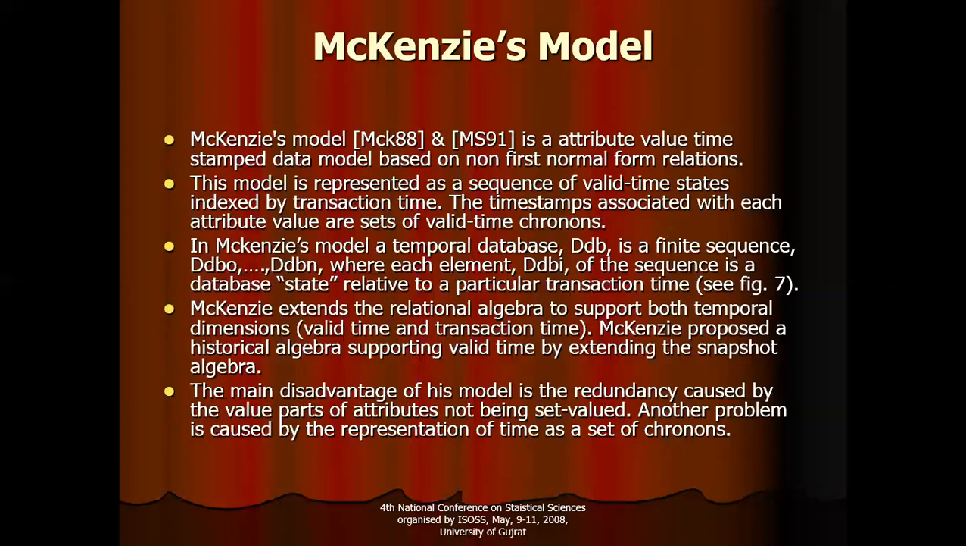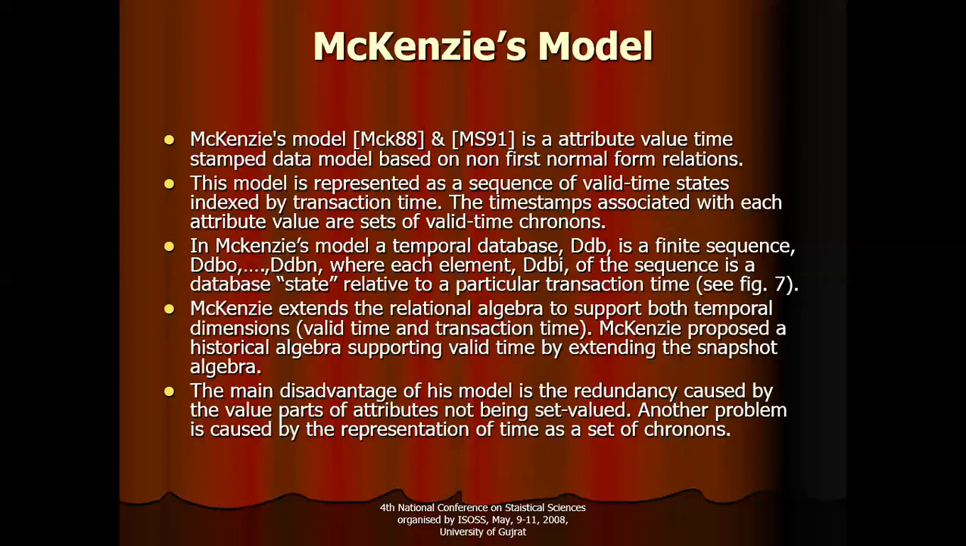So the McKenzie model is represented as a sequence of valid time states indexed by transaction time. So he gave a representation in terms of a sequence of valid time states. When I say a sequence of valid time states, it means the first valid time state, and the next valid time state, and the next, and so on and so forth. That represents the sequence, and that sequence is indexed by transaction time. So indexing is being done by using transaction time. The timestamps associated with each attribute value are sets of valid time chronons.